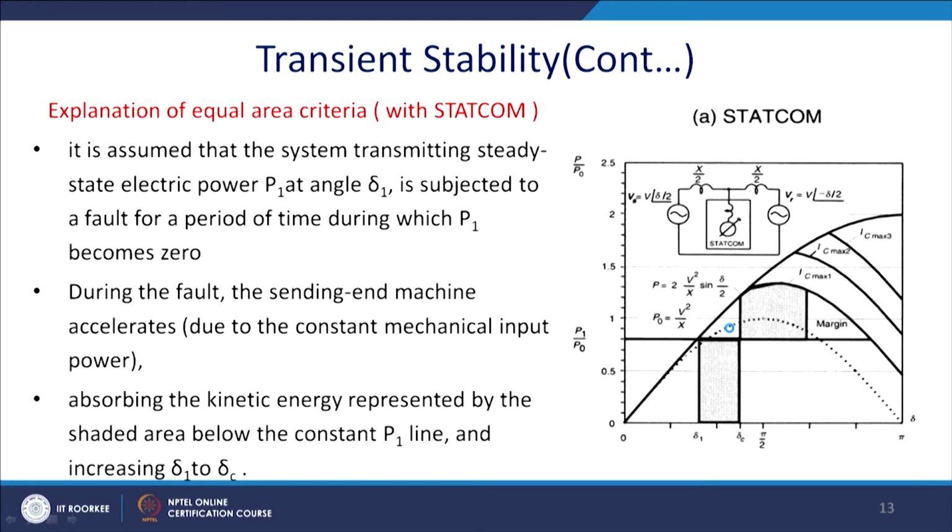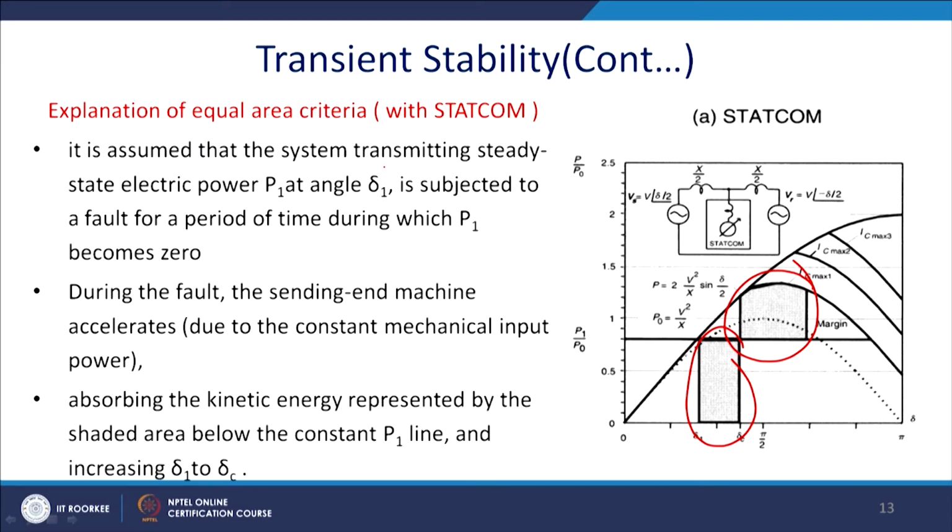So, let us go back again to our two machine model, and this is the case of the STATCOM with the equal area criterion. This one is the accelerating area and this one is your decelerating area. So, this is a margin, and you can change this margin by changing the value of IC max. Thus, we have already explained the equal area criterion.